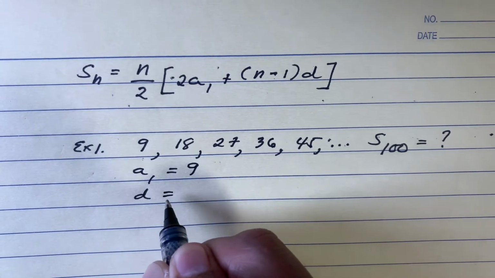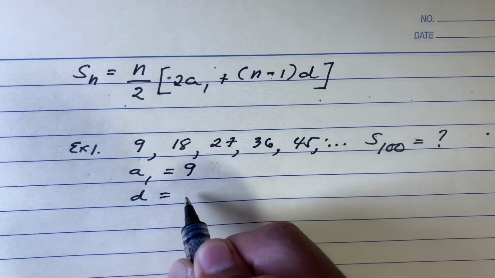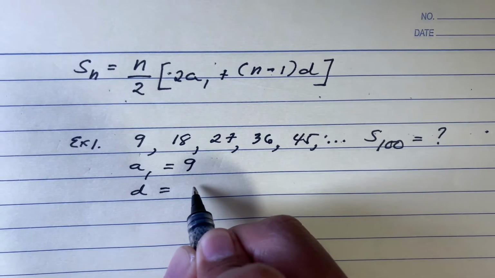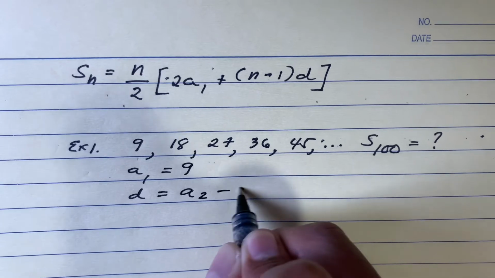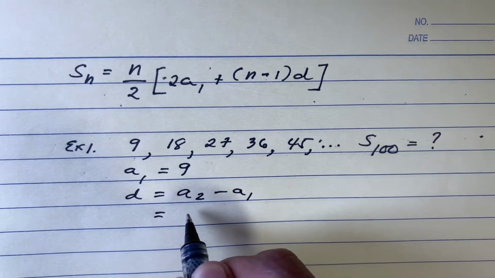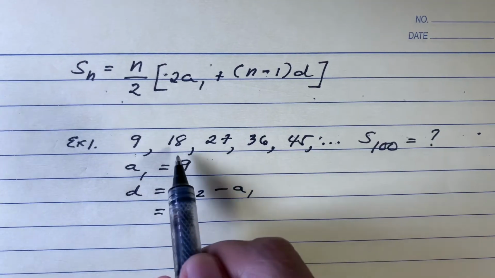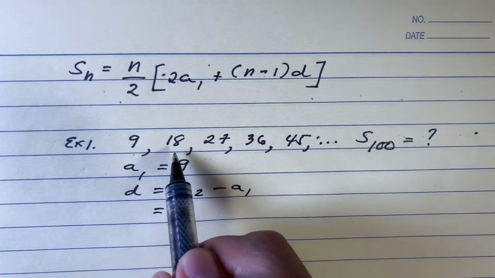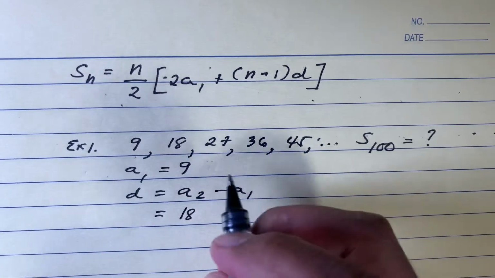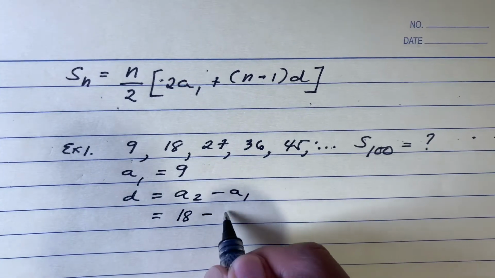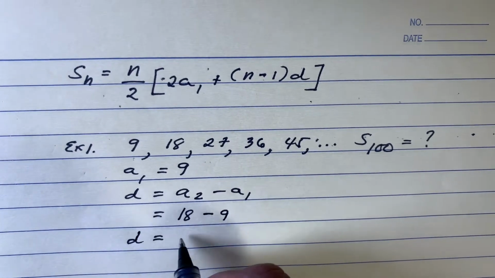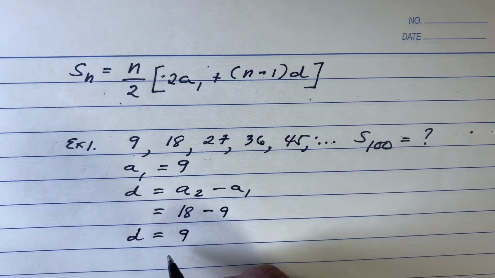Again, our d is defined by this simple formula, getting the difference between a sub 2 and a sub 1. So let us find out first your common difference. Our second term, what is our second term? Yes, it is 18. How about our first term? Yes, it is 9. So 18 minus 9, our d now is equal to 9.